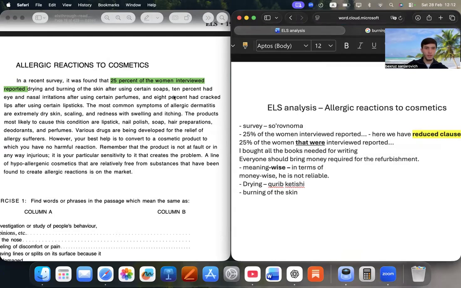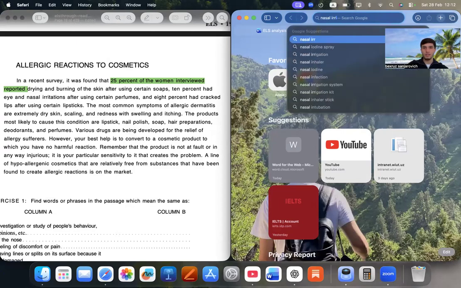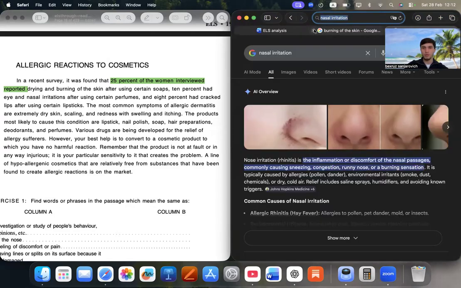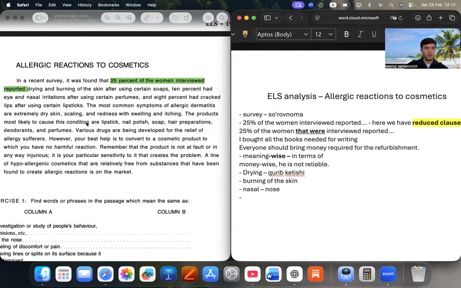And the next one, and 10% had eye and nasal irritations. Nasal, like nose, yep. Irritations, yani qichishlar. Nasal irritation. Yes, this one, you see? That's nasal irritation. And the next one, after using certain perfumes, and 8% had cracked lips. Yorilgan lablar, cracked lips. After using certain lipsticks. Lipstick degan pomada. And yep, this sentence is pretty clear.